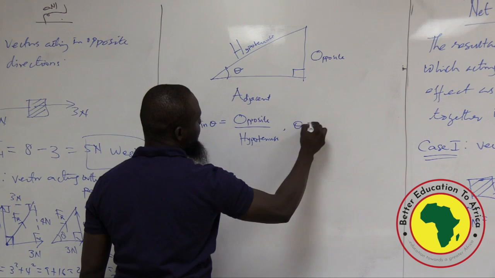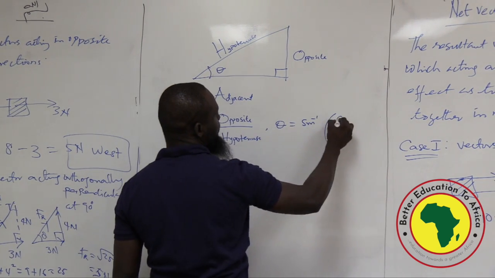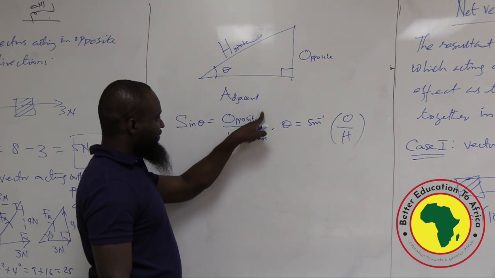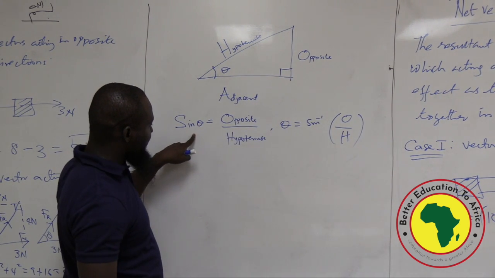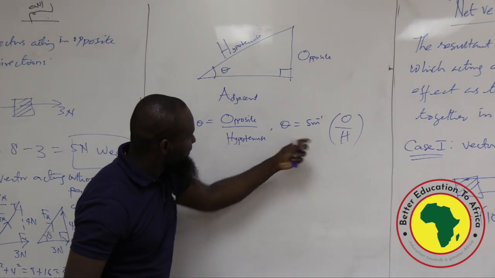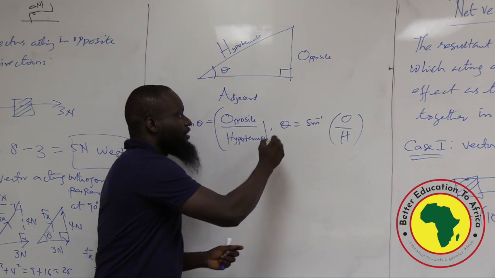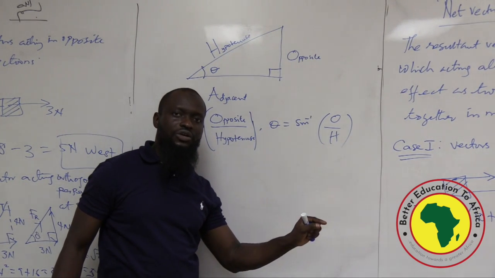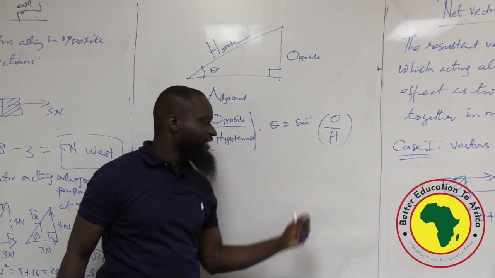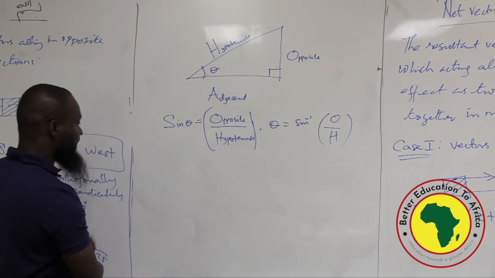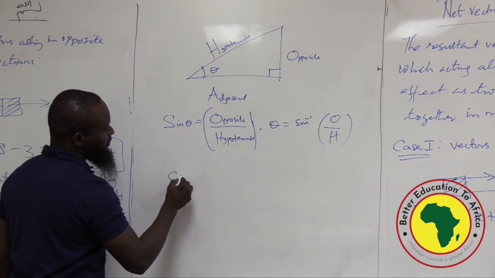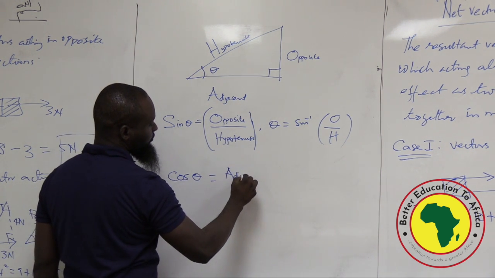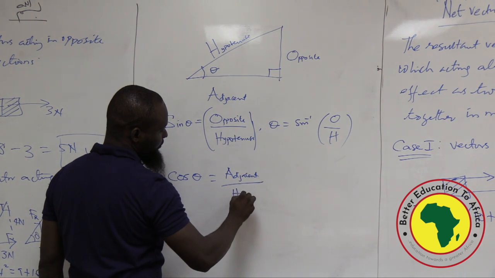So it means theta is the inverse sine of opposite over hypotenuse. In your calculator, to get theta, after dividing opposite by hypotenuse, you have to take away the sine by taking the sine inverse of this O over H. That would be shift sine or second function sine in your calculator, and then you get your theta. I'm going to use this as an example. Then we have cosine. Cos theta is adjacent divided by hypotenuse.